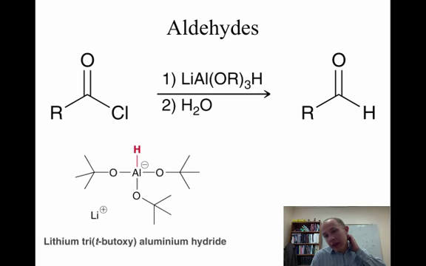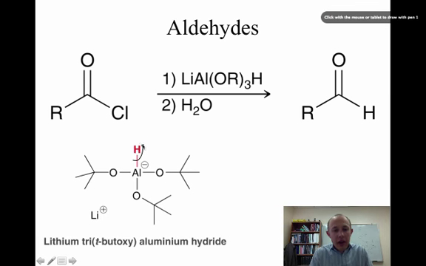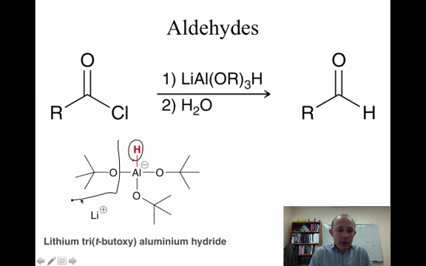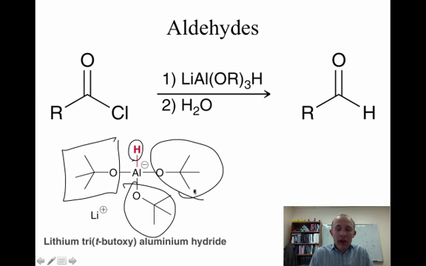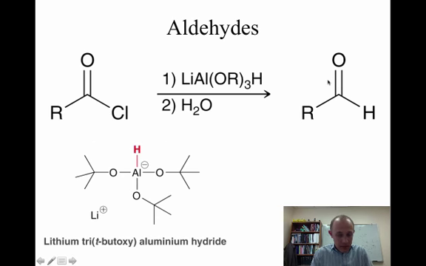What if we want to stop it at the aldehyde stage? So if we only want one hydride to react, what we do is we choose a reagent that only has one hydride to begin with, and we use these really sterically bulky groups to prevent it from overreacting. This is called lithium tri-tert-butoxy aluminum hydride. Don't worry too much about this reaction. I've never seen anyone actually have the need to transform an acid chloride to an aldehyde.